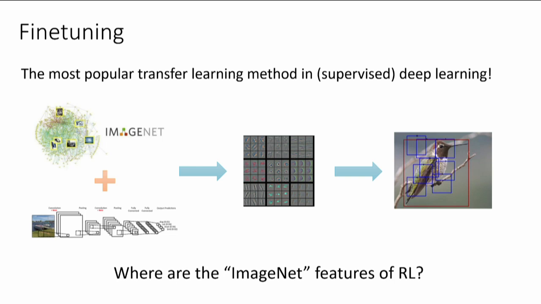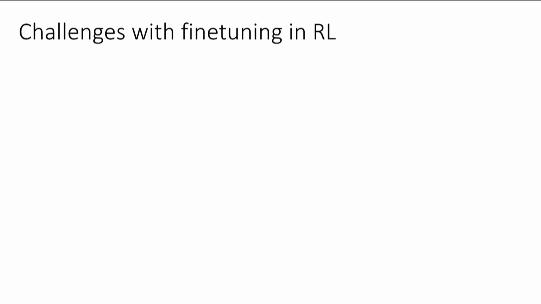So what's the equivalent of ImageNet features for reinforcement learning? Is there something like that we can do in RL? Well, unfortunately, the simple answer is they don't exist. And they don't exist because of how RL problems are set up. So unlike something like ImageNet, which is a huge, very diverse data set, reinforcement learning tasks are generally less diverse.